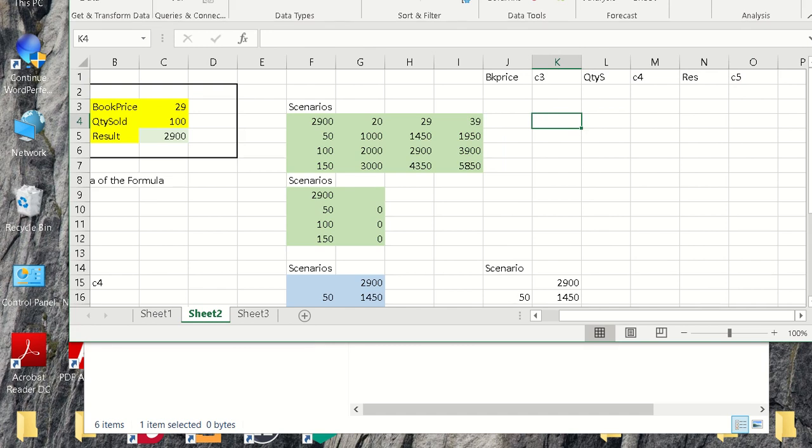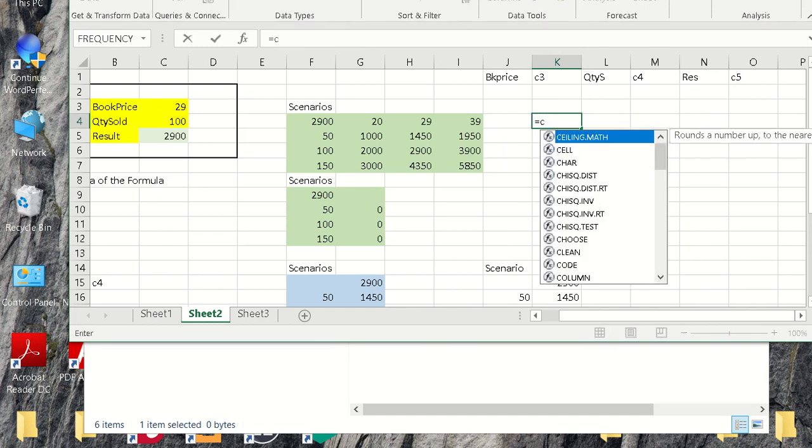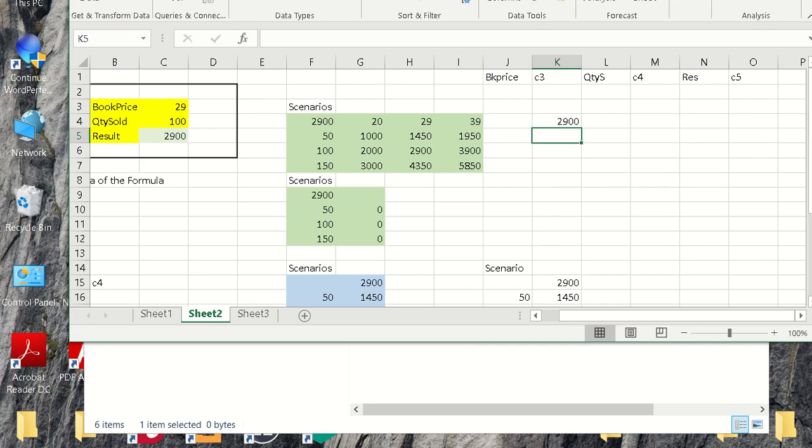So here it will be like the result is C5, and then the quantity being changed is from 50, 100, and 150. So you write that down. You have to write this down. And then here 20, 29, and 39. It is really your choice. Again, you have to write this down. That's it.